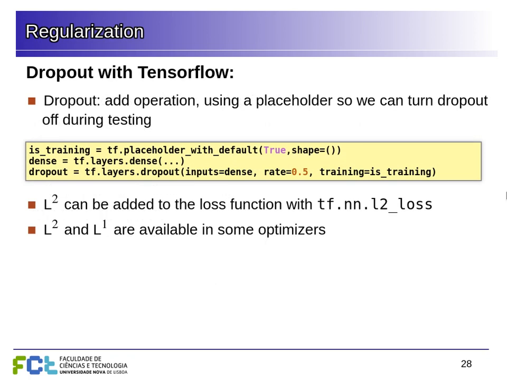Also, L2 and L1 penalties or regularization. L2 can be actually added to the loss function because it's easier to compute the derivative. L1 is available in some optimizers. You can set it there.